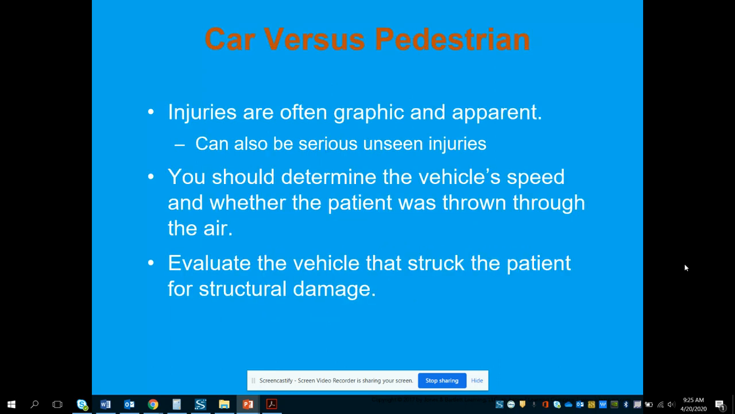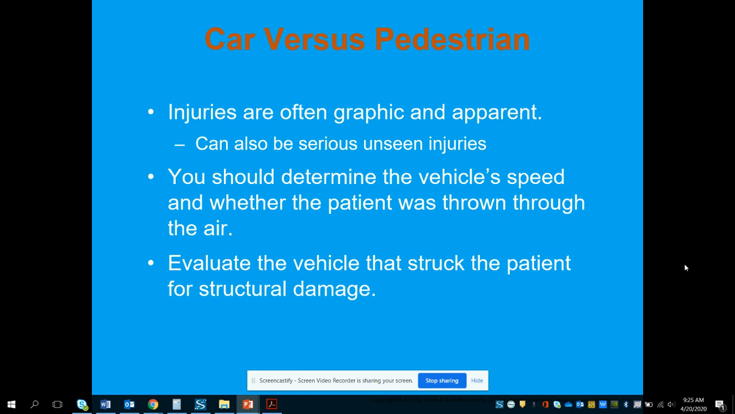So potential for a lot of damage. Looking at car versus pedestrian, these injuries are often very graphic and apparent. You don't have a lot of protection from that. They can also be very serious unseen injuries. So going back to head injuries, abdominal injuries, things that we can't outwardly see. We need to determine the vehicle speed and whether the patient was thrown through the air.